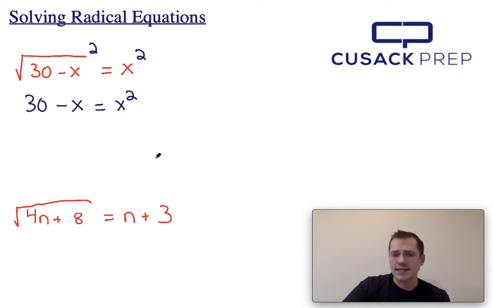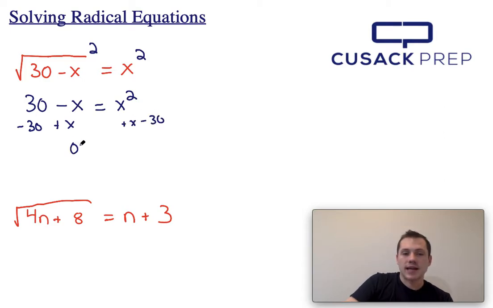Now, if you don't recognize this, it's important that you come to recognize this as a quadratic equation. And anytime you have a quadratic equation, you have to bring everything to one side and set it equal to 0. So I'm going to add x, and I'm going to subtract 30 from both sides of my equation. And when I do that, I'm going to have 0 is equal to x squared plus x minus 30.